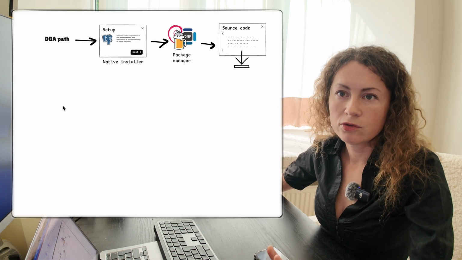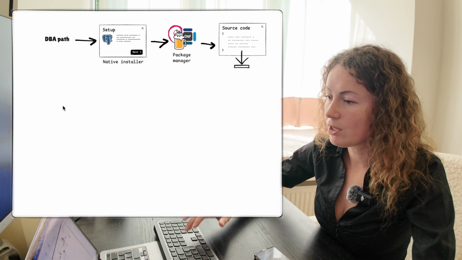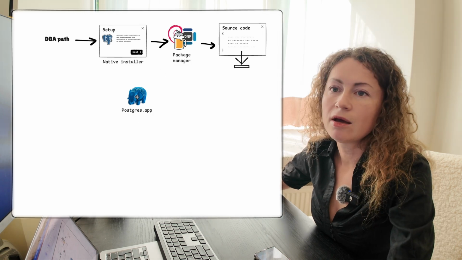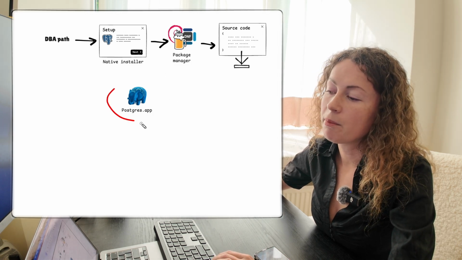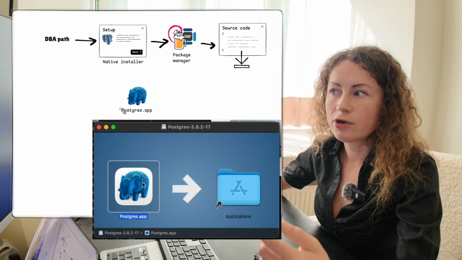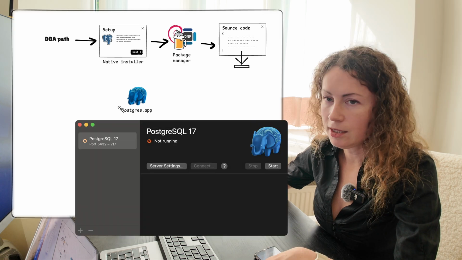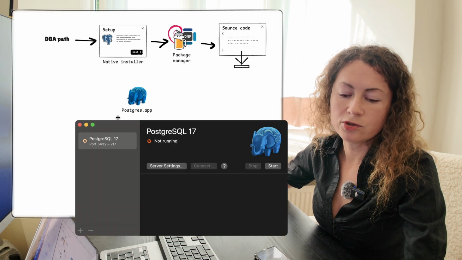For an 11-year-old, or for someone who just needs an easy way to use Postgres, I recommend Postgres app. It's a Postgres installation packaged as a standard Mac application. So you download it and drag it into the applications folder, double click to install. And that's the easiest way to get started with Postgres on a Mac.